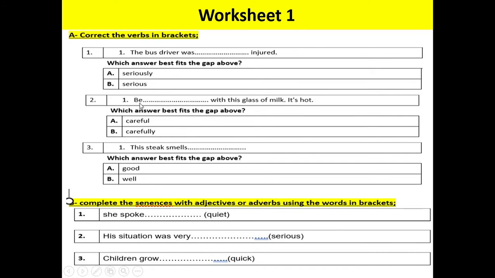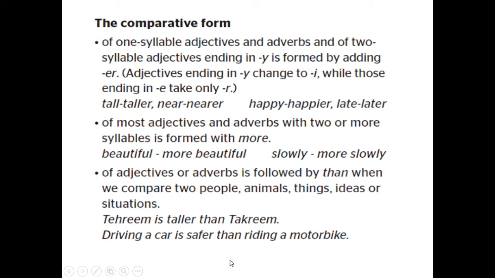Number two: be extra careful with this glass of milk. The steak smells good. She spoke quietly. So you can derive the adverb from the adjective by adding only ly at the end of the adjective. She spoke quietly. His situation was very serious. Children grow quickly.